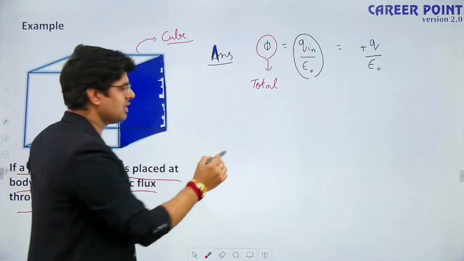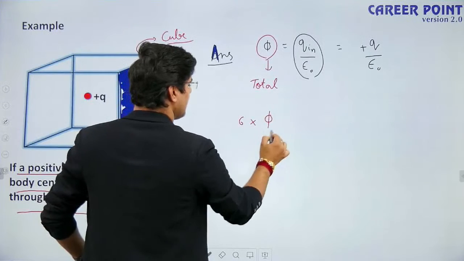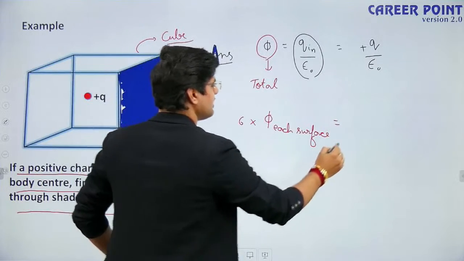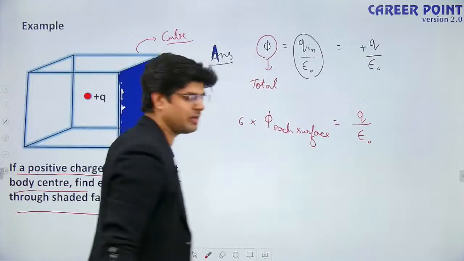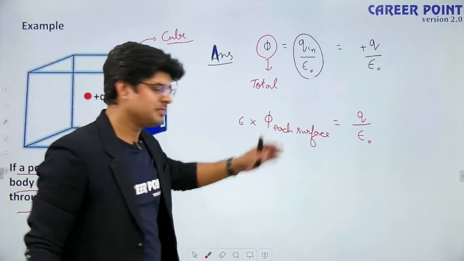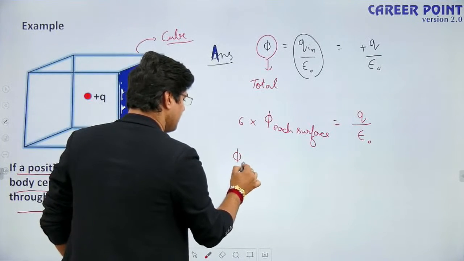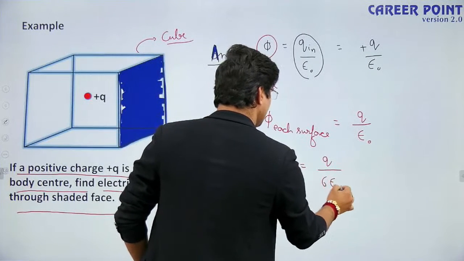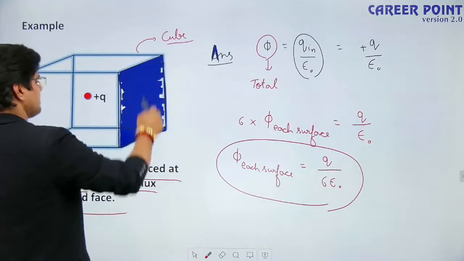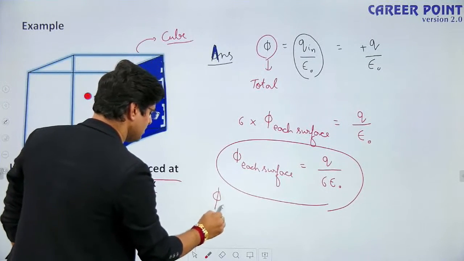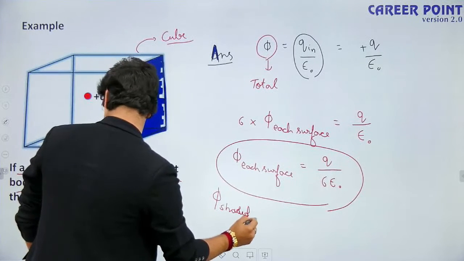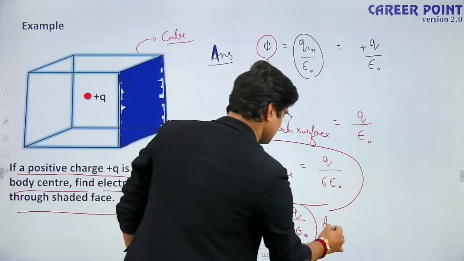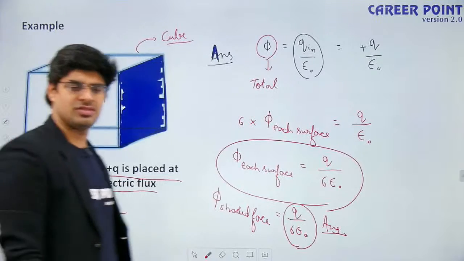If this is total flux, can we write 6 times the flux across each surface equals q inside by epsilon naught, that is plus q by epsilon naught? Can we write that? No problem. So in that sense we can say flux across each surface shall be equal to q divided by 6 epsilon naught. And since across each surface the flux is going to be the same, we can say flux across the shaded face is equal to q by 6 epsilon naught. This is going to be our answer. So let's move on to the next situation. Let's move on to the next question.